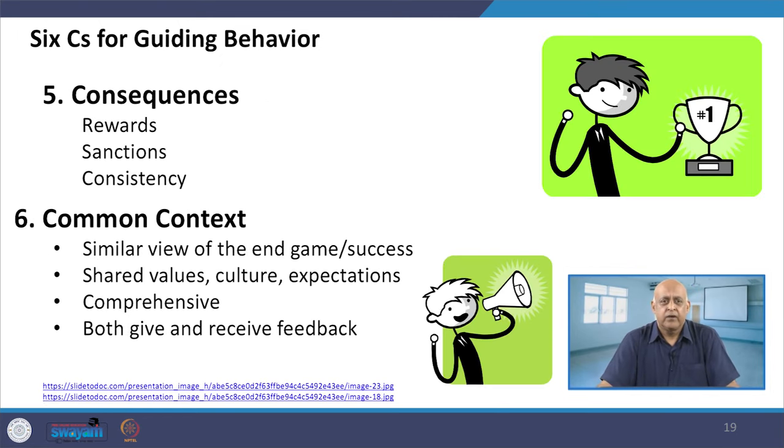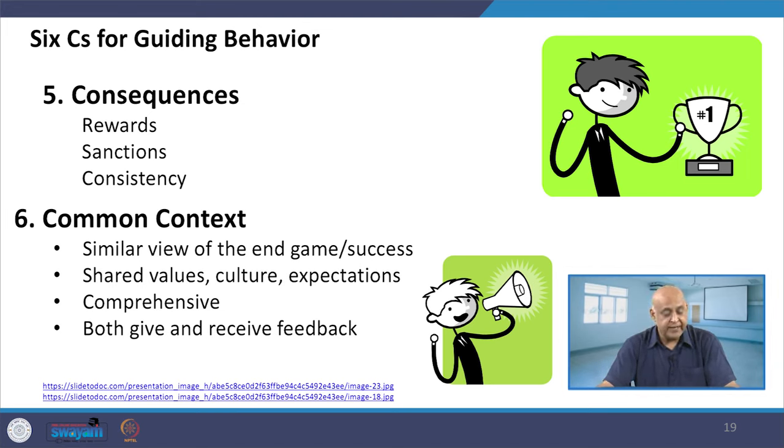Now, by doing all this, what will be the consequences? The consequence will be satisfaction. So, the management of satisfaction may be through rewards or sanctions or consistency, but ultimately it is the creation of happiness at the workplace, job satisfaction.